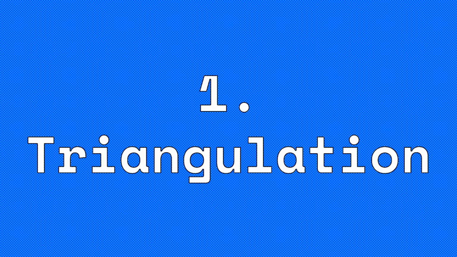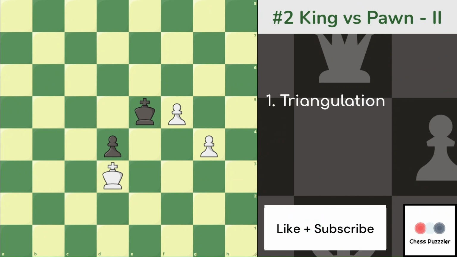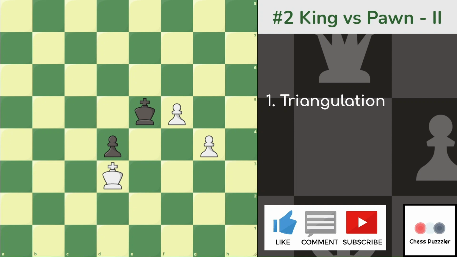Let's start with the first one that we are going to call triangulation. What makes king and pawn endings so complex is that when you add a few pawns to the position for both sides, a whole new range of problems suddenly seem to pop up. This is not the case in the opening or the middle game. And in most cases, the superior side often wants to lose the tempo by passing.